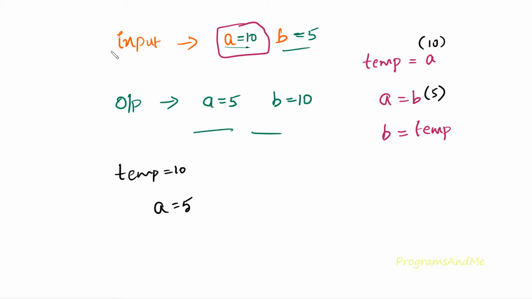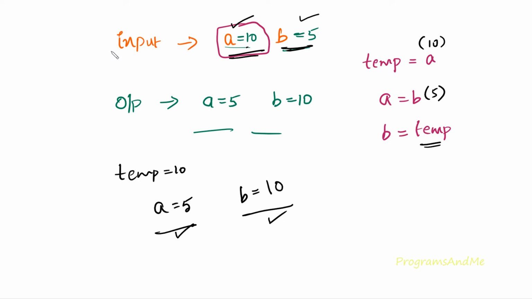Initially A was 10 and B was 5, right? Now when I execute temp equal to A, whatever value is present in A will be stored in temp. So temp becomes 10. Next, the value present in B, I'll store in the variable A. So A becomes 5. Next I'll do B equal to temp. Whatever value is present in temp, that is nothing but the previous A value, I'll store in B. So B becomes 10. So I got A as 5 and B as 10. Here we can see the values are swapped now, right? Initially A was 10, B was 5. Now A is 5 and B is 10. So in this way we can swap two numbers using the third variable.